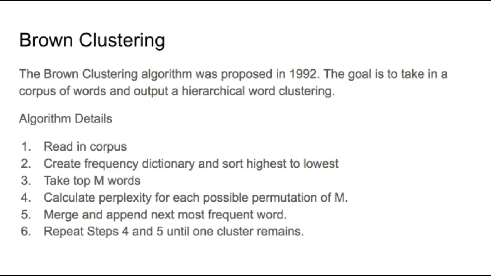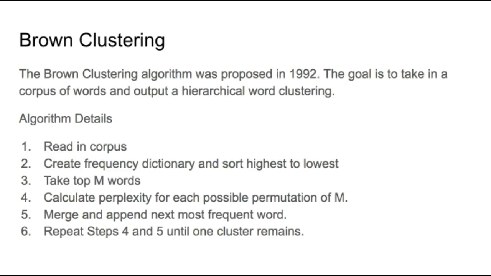So step one is to read in the corpus. Next, you would want to create a dictionary of words and how frequently they occur, then sort that dictionary from highest to lowest. After which you'll want to take the top M words, which could be anywhere from 50 to 1,000, depending on how large your corpus is, and then look at all of the possible permutations of those top M words. Once you have all possible permutations, you then calculate the perplexity of each particular permutation. Then you'll look for the permutation that has the highest perplexity and merge those two words.